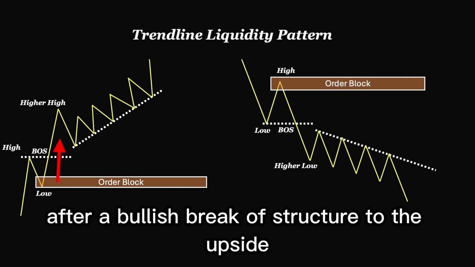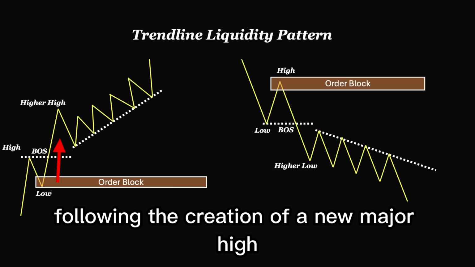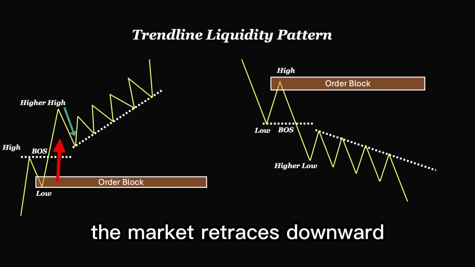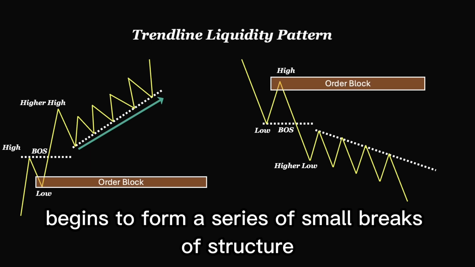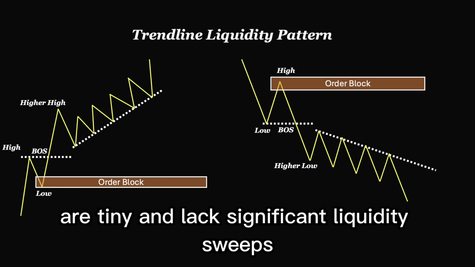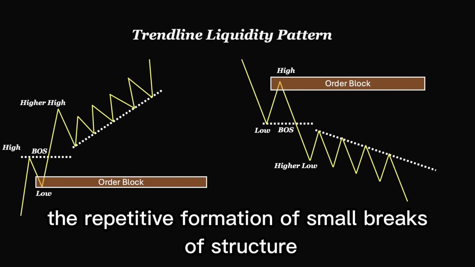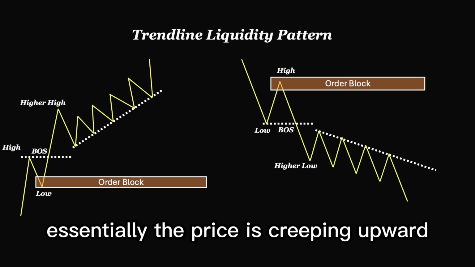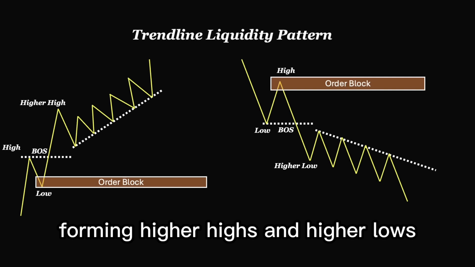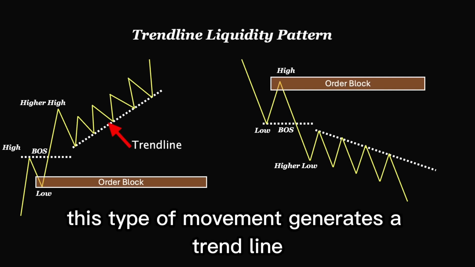After a bullish break of structure to the upside, we notice the price leaves behind inefficiency. Following the creation of a new major high, the market retraces downward, then begins to form a series of small breaks of structure as it moves upward, but these moves are tiny and lack significant liquidity sweeps. The key here is the repetitive formation of small breaks of structure. Essentially, the price is creeping upward, forming higher highs and higher lows that are all close together. This type of movement generates a trend line.